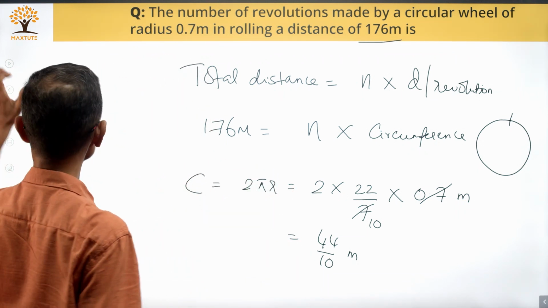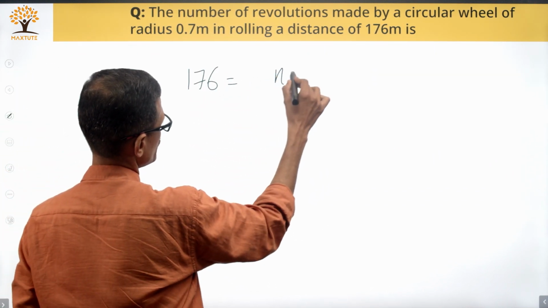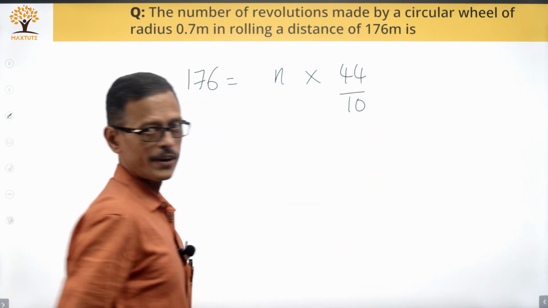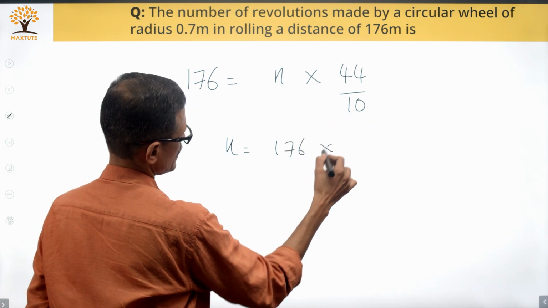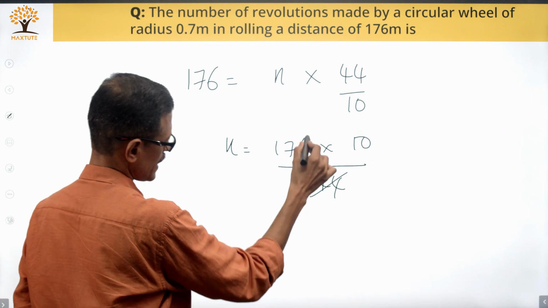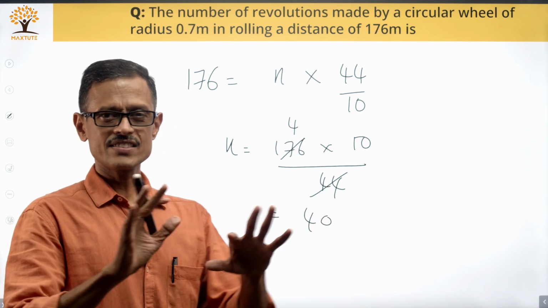Total distance covered is equal to 176. So, 176 is equal to number of revolutions n into the distance covered per revolution, which is 44 by 10. So, n is equal to 176 times 10 divided by 44. 44 times 4 is 176. So, number of revolutions is equal to 40. Very straightforward, simple question.